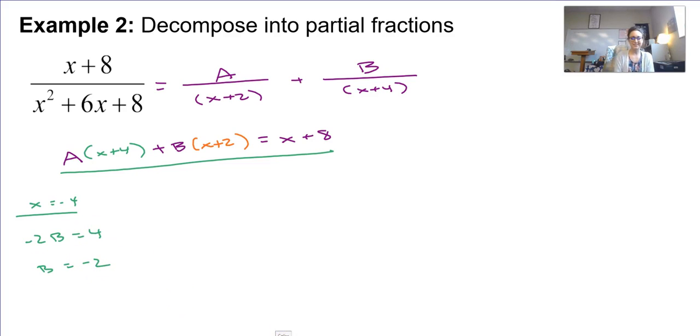Okie doke, let's try the same thing for the orange factor. What x value would make this piece all go away? -2. All right, so plugging in -2 for all my x's into this equation, I've got a times the quantity -2 plus 4. -2 plus 4 is +2, so I've got +2a. When I plug -2 in, it makes this orange piece 0, so this second term just goes away completely. And then I've got equals -2 plus 8 is +6. Dividing both sides by 2, I get that a is 3.